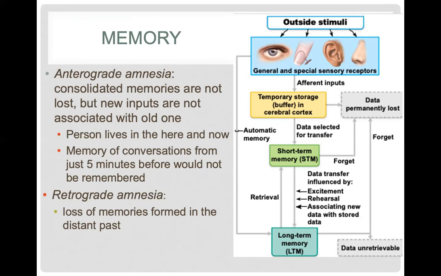Retrograde amnesia, which is also very common, is when you lose your memory associated with your past. People who are dealing with some sort of trauma sometimes may lose previous memories, and they can create new memories, but they lose the old ones, or they may lose part of their old memories.